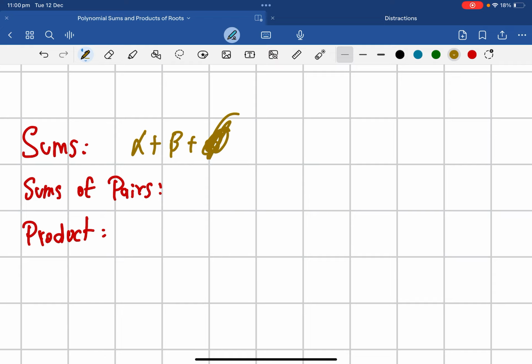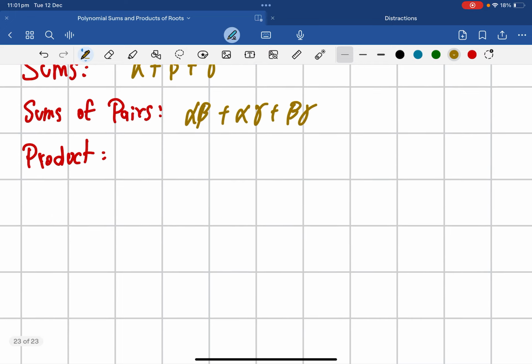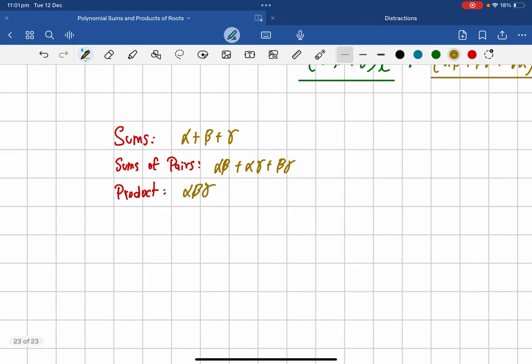Okay? Simple. So when you're writing the sum, we want to write alpha plus beta plus gamma. Okay? Alpha plus beta plus gamma. And then when you're writing the sum of the pairs, you want to write alpha beta plus alpha gamma plus beta gamma. Okay? That's the sum of the pairs. And then if you want to write the product, well, as you guessed it, alpha beta gamma. That's all you're writing, guys.